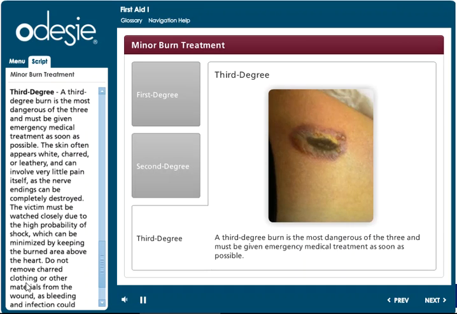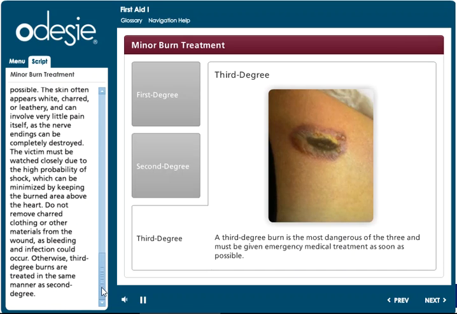Do not remove charred clothing or other materials from the wound, as bleeding and infection could occur. Otherwise, third-degree burns are treated in the same manner as second-degree.